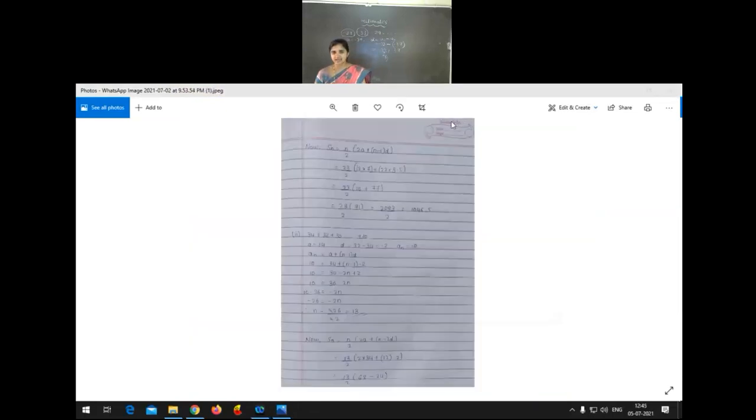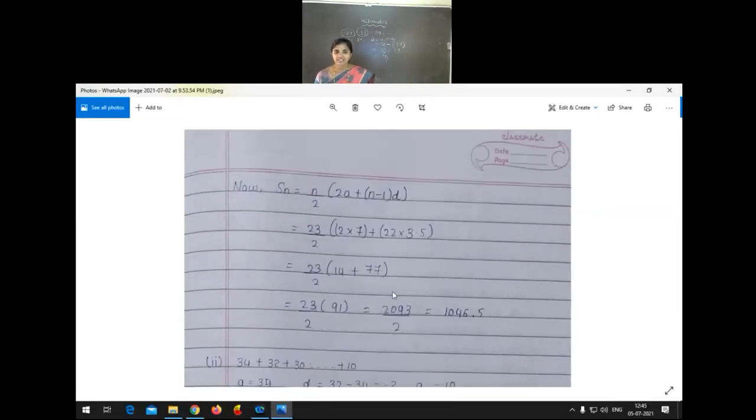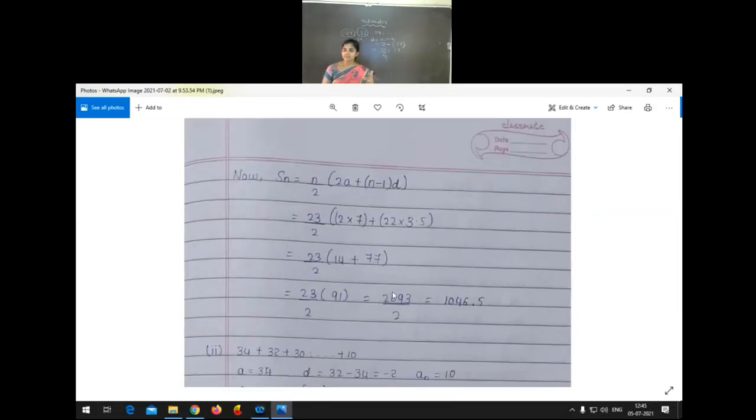Okay, students. Here we have the solution. Here they have used 2a plus n minus 1 into d only, but that is your wish. You can use Sn is equal to n by 2 into 2a plus n minus 1 into d, or Sn is equal to n by 2 into a plus an also. That is your wish. Here they have used Sn equals n by 2 into 2a plus n minus 1 into d.